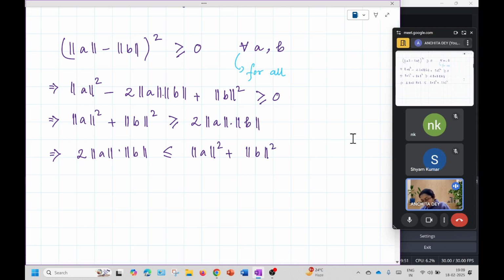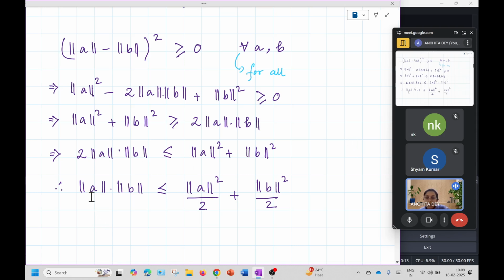So then that leaves us with norm of A, I'll just write it there, into norm of B is less than or equal to norm of A square by 2 plus norm of B square by 2. And I think this, whatever we have here, is one of the options that were given to us.